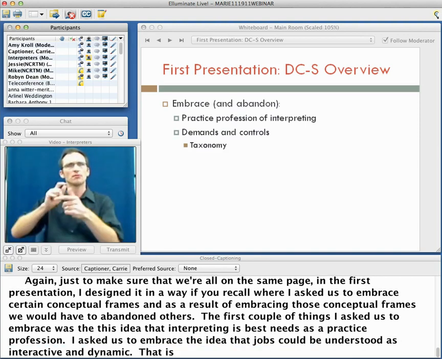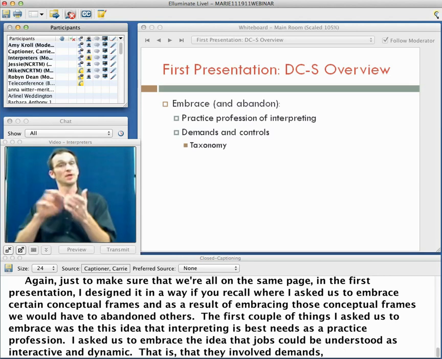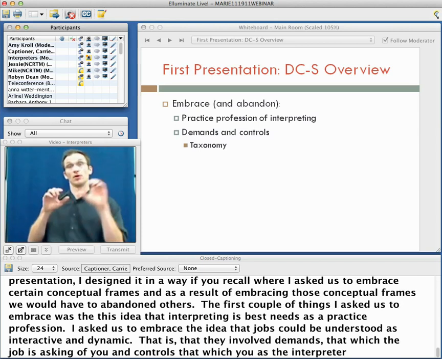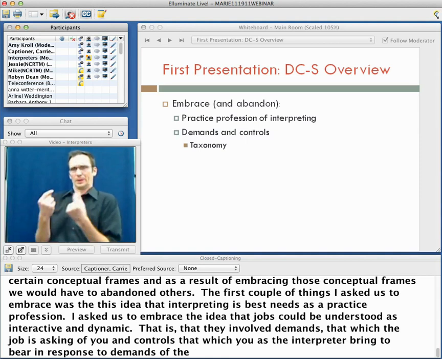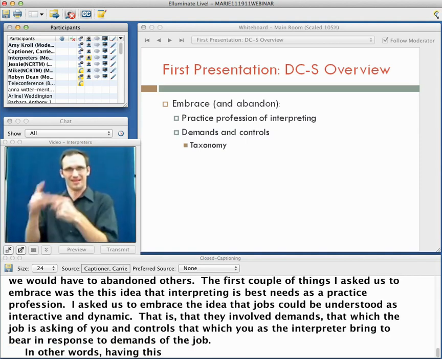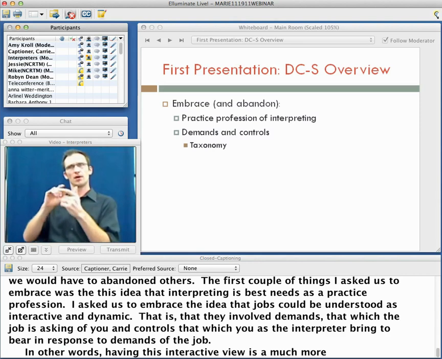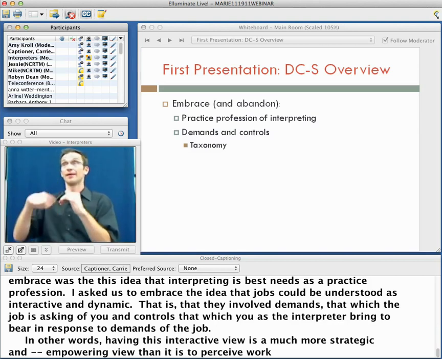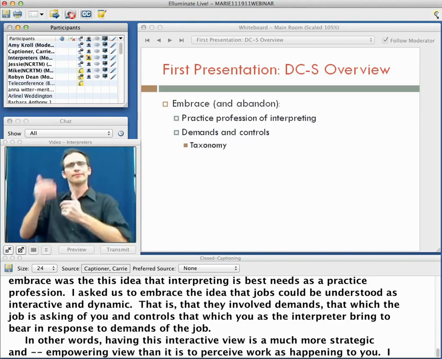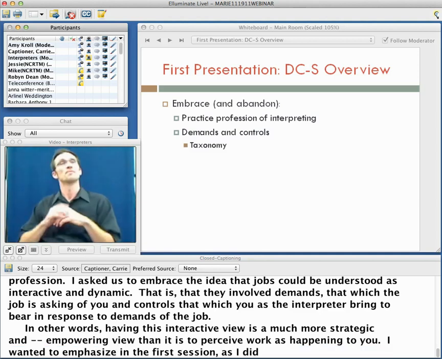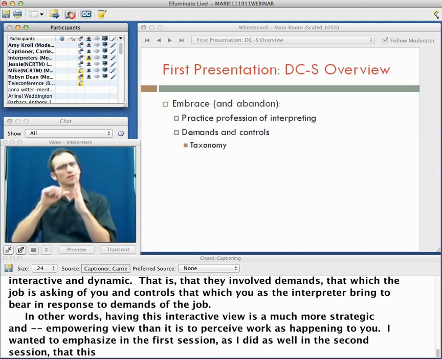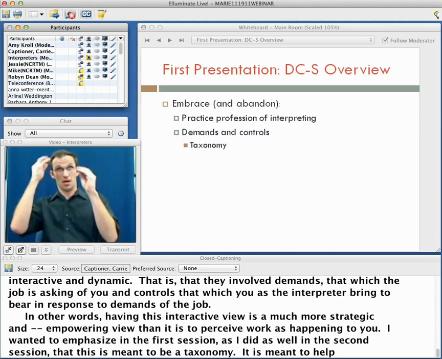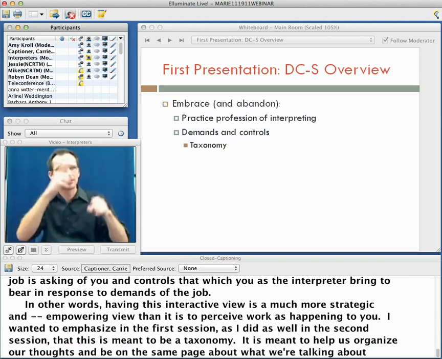That is, that they involved demands, that which the job is asking of you, and controls, that which you as the interpreter bring to bear in response to the demands of the job. In other words, having this interactive view is a much more strategic and empowering view than it is to perceive work as happening to you. And I wanted to emphasize in the first session, as I did as well, I think, in the second session, that this is meant to be a taxonomy. It's meant to help us organize our thoughts and be on the same page about what we're talking about so that we can have constructive conversations.